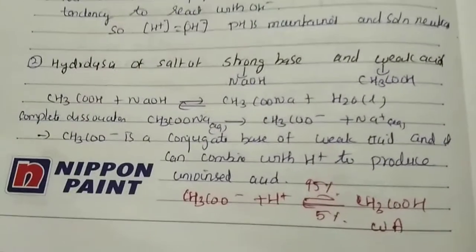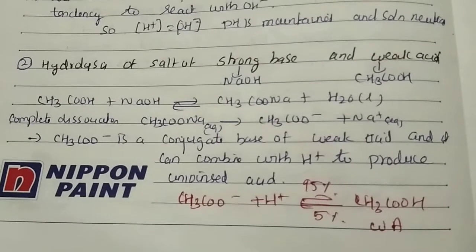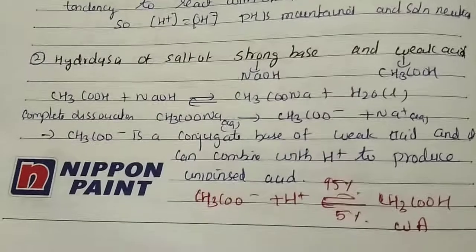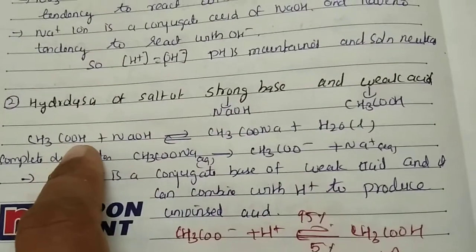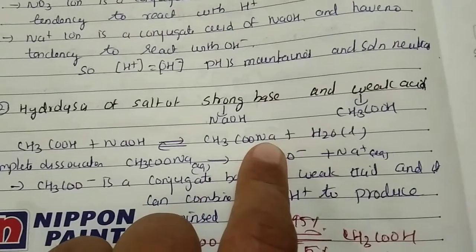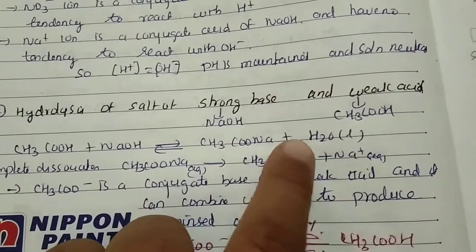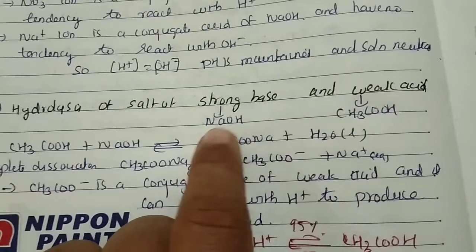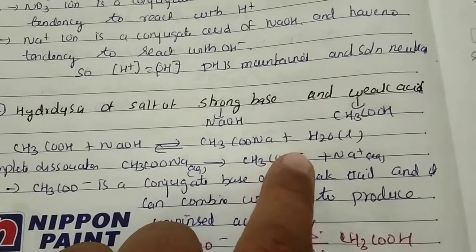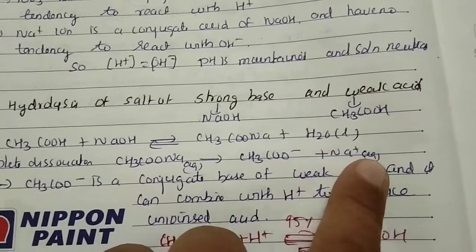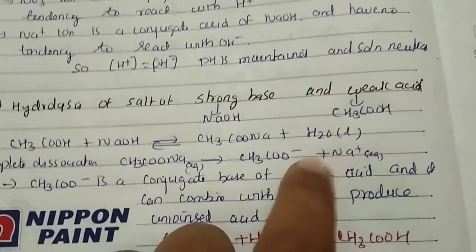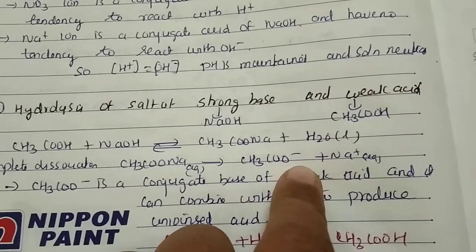Here the strong base is NaOH, and the weak acid is acetic acid, CH3COOH. CH3COOH reacts with NaOH, and we get sodium acetate, CH3COONa, plus H2O liquid. On dissociation, CH3COONa gives CH3COO minus plus Na plus aqueous. H2O on dissociation gives H plus and OH minus ions.